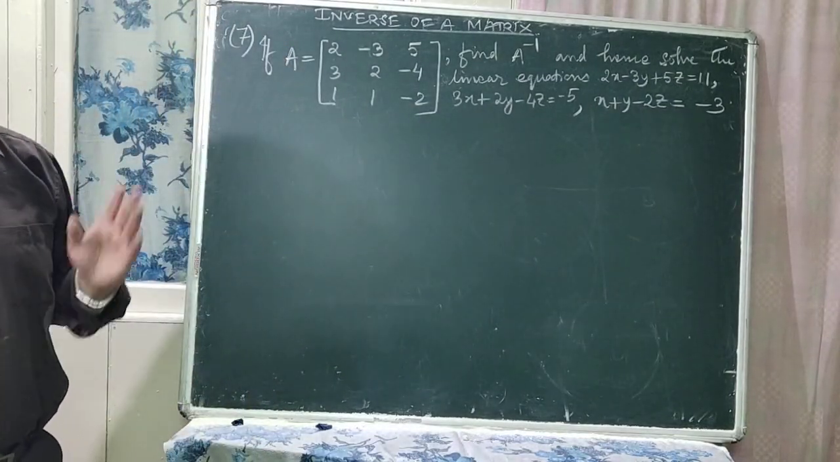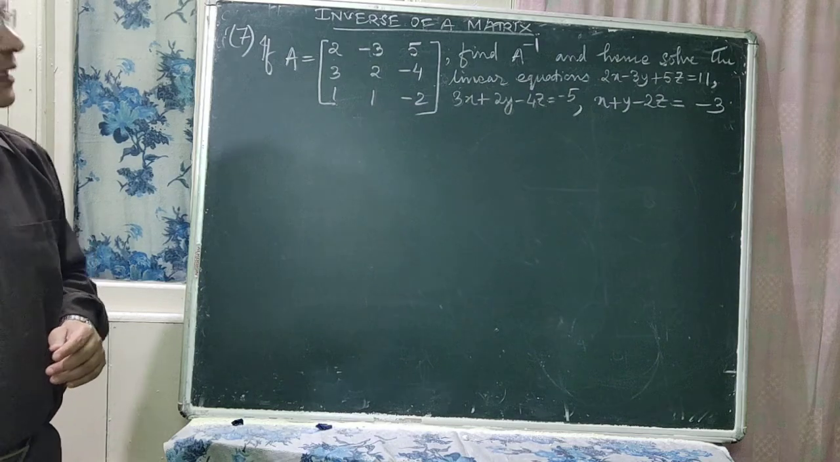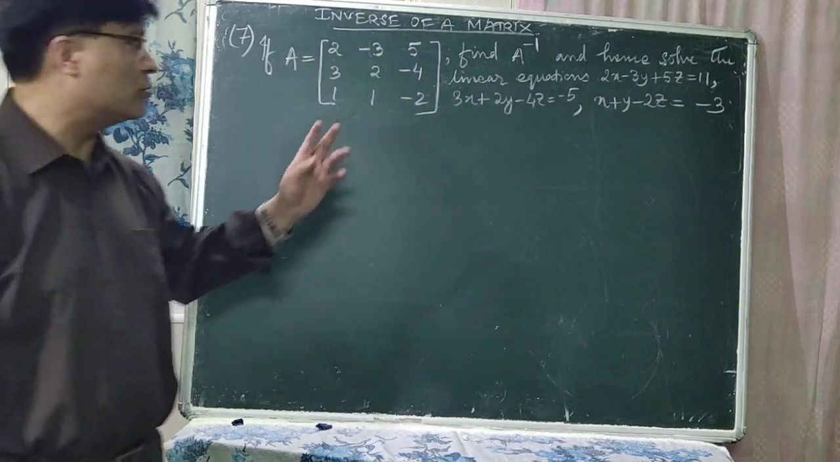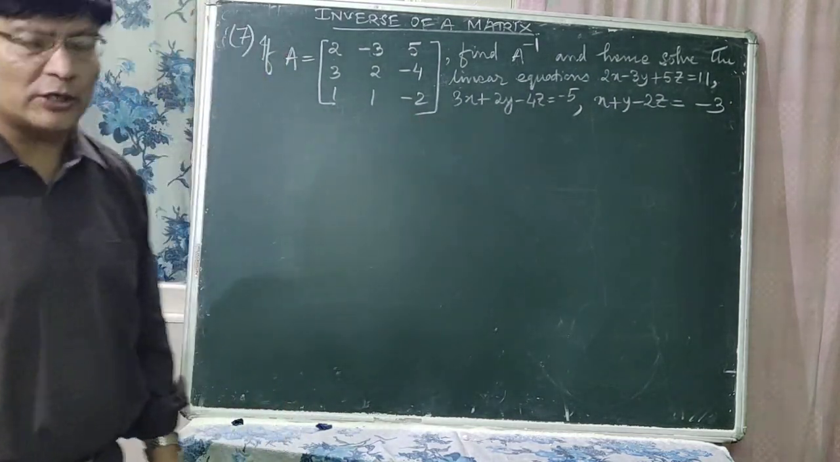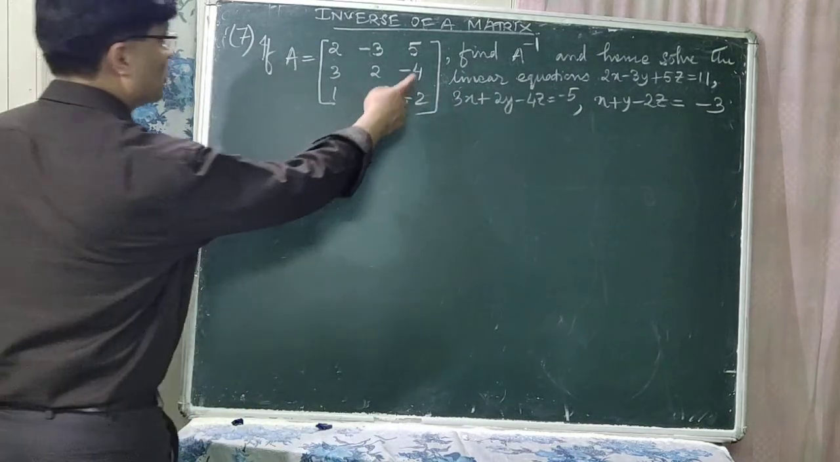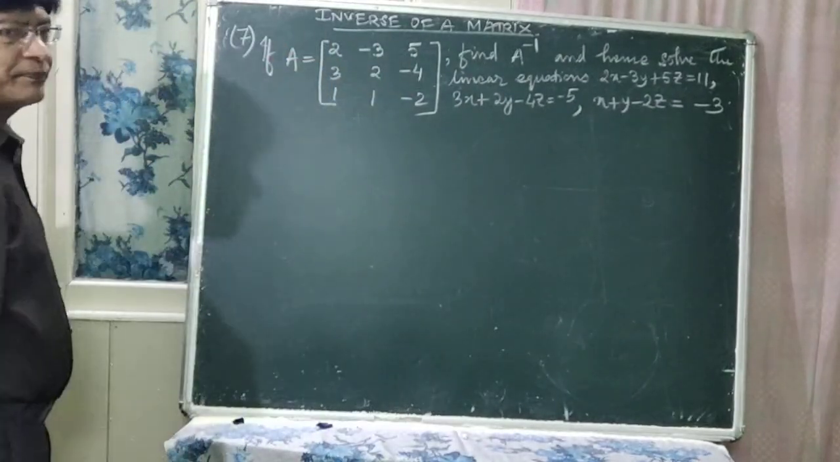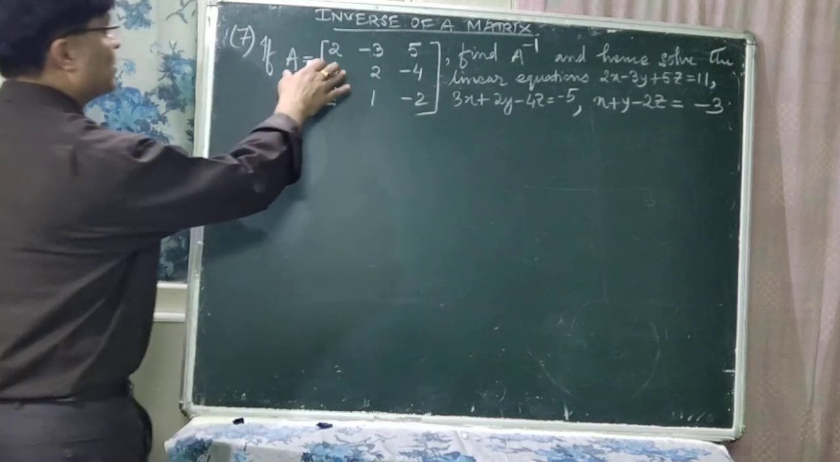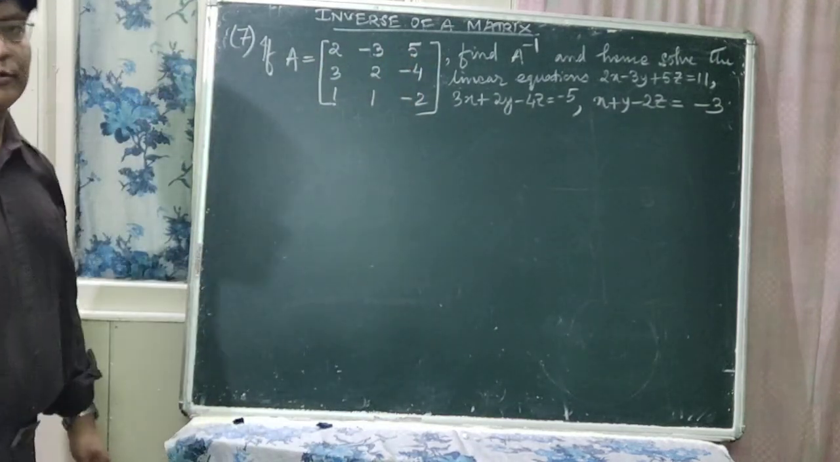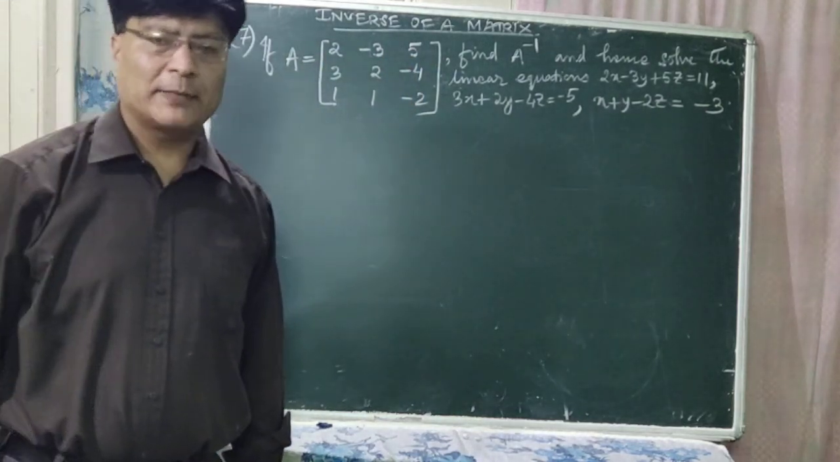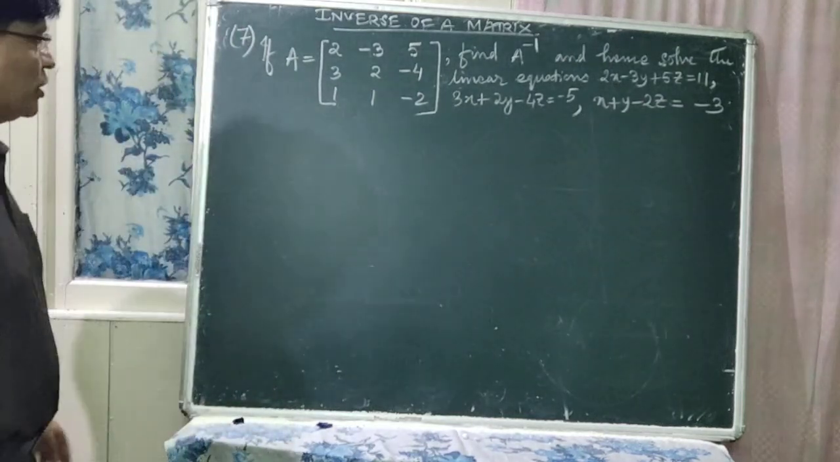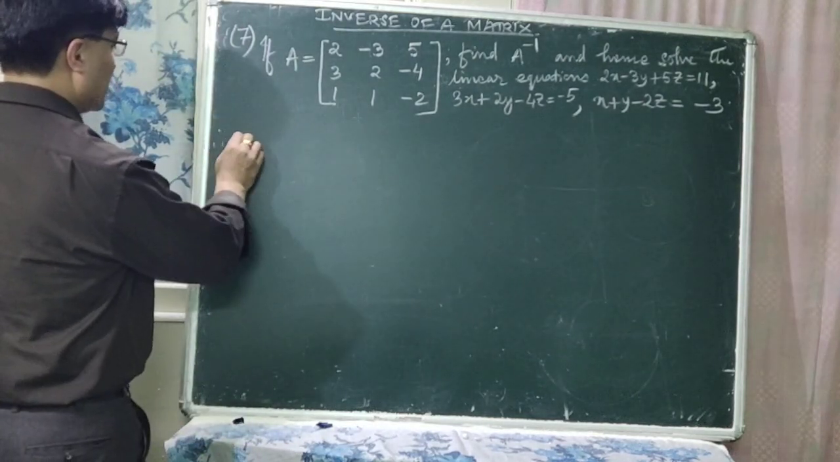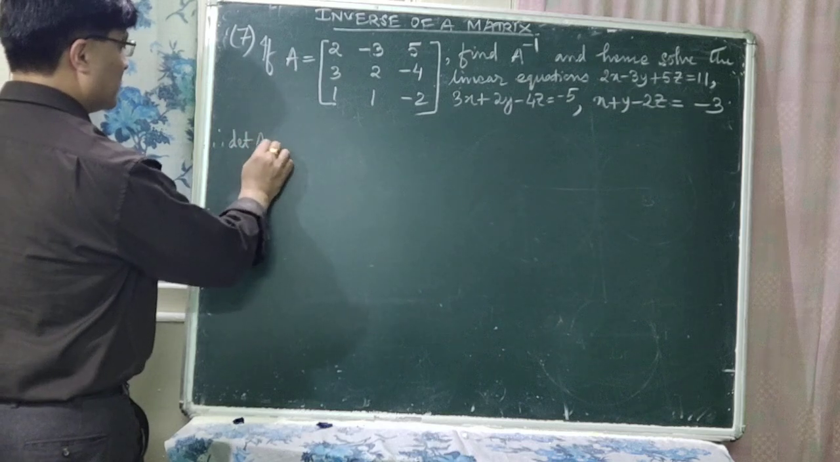So first of all you have to get the matrix A inverse, and hence solve the given system of equations. Okay, so this is the given matrix, right? For this given matrix, in order to get A inverse, you have to find det A, and det A should not be equal to 0, right? So therefore let us find det A first.